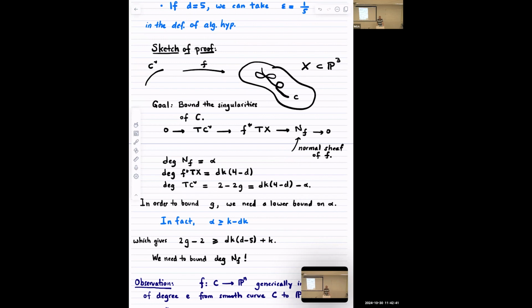So the basic idea is that, okay, look at the normalization of the curve. So now we have some sort of smooth curve, right?